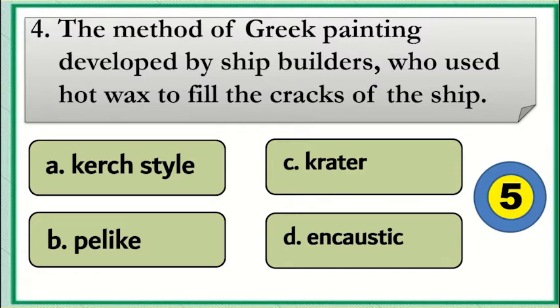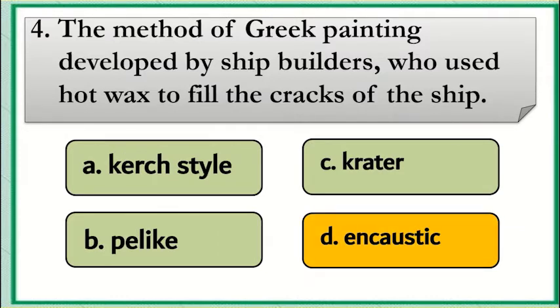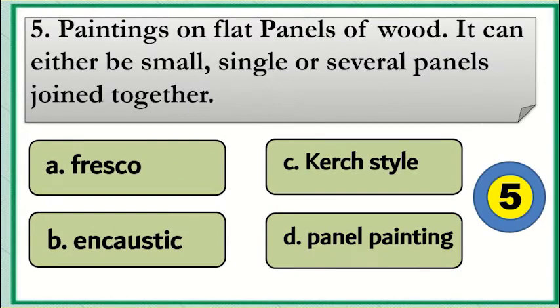ship. A, church style. B, pale-like. C, crater. D, encaustic. If you answered D, that's correct. Very good. 5. Paintings on flat panels of wood. It can either be small, single, or several panels joined together.